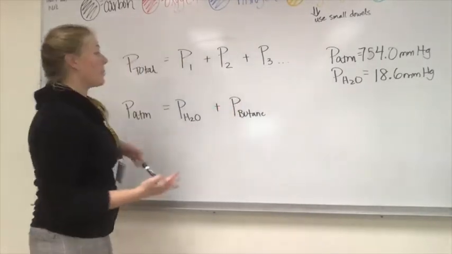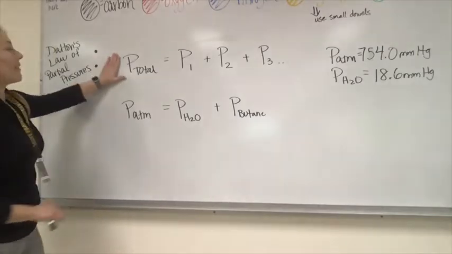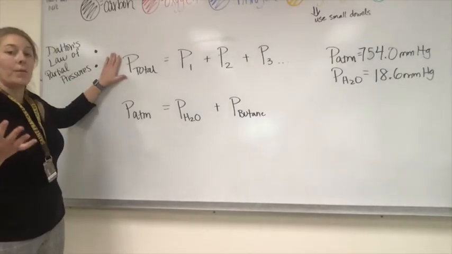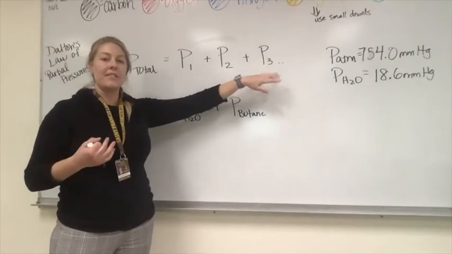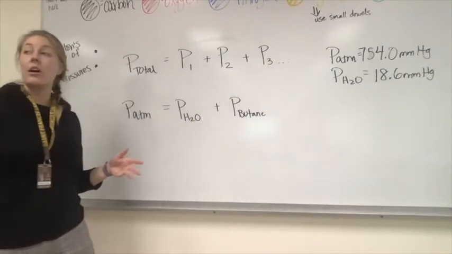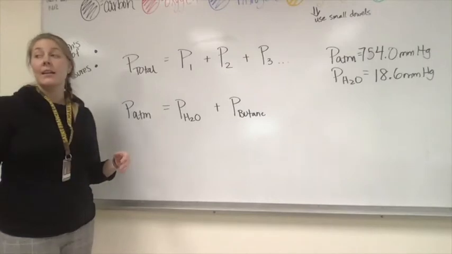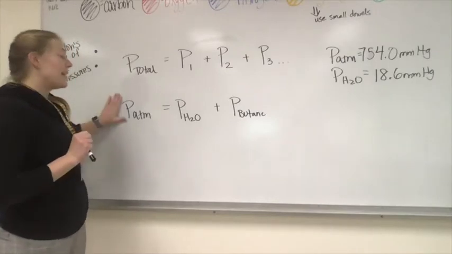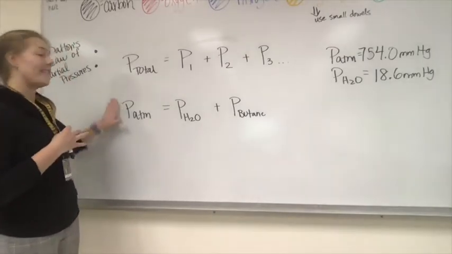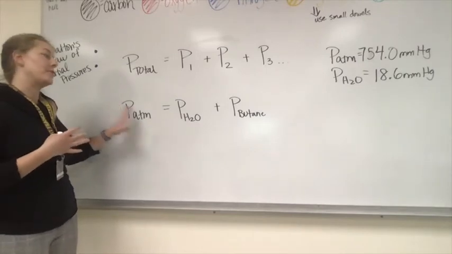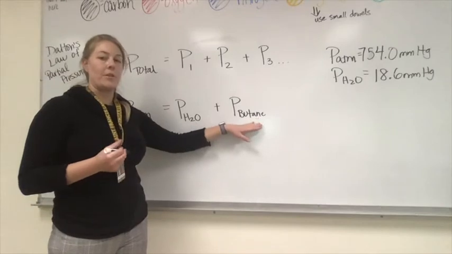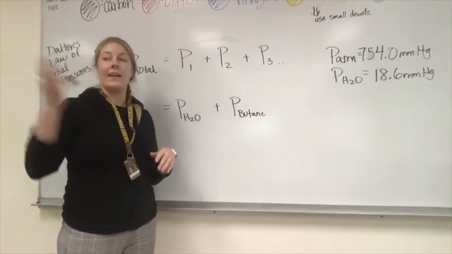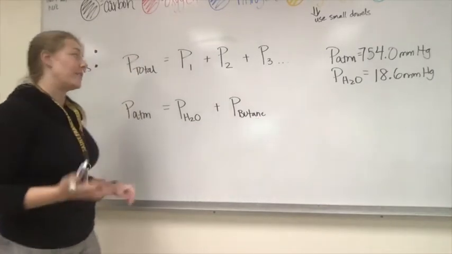Here's how we're figuring out the partial pressure of butane. Dalton's law of partial pressures says that the total pressure overall is going to be equal to the individual partial pressures added together. In our system of collecting the butane gas, the total pressure is the atmospheric pressure. So our atmospheric pressure is going to be equal to the partial pressure of water plus the partial pressure of the butane gas. And that's what Ms. Thomas was demonstrating as she was collecting it.